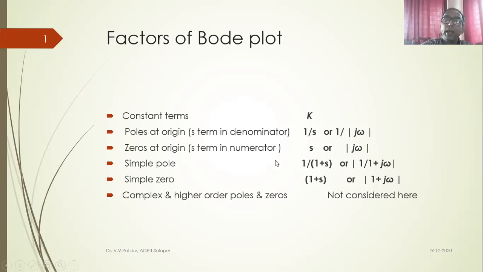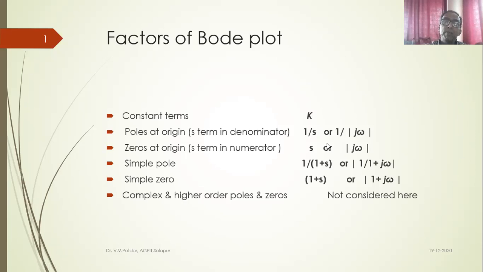So in frequency domain analysis, what we do? We put s is equal to j omega. So the ratio becomes 1 upon 1 plus j omega in place of 1 upon 1 plus s. S is equal to j omega makes it 1 upon 1 plus j omega. Mod of that gives me the magnitude of that simple pole. Similarly, I might have a factor in the numerator which is called a simple zero. So it's a first order zero. This is if I have a factor like s plus 1, s plus 2, s plus 50, s plus 25, s plus 1000, whatever it is.